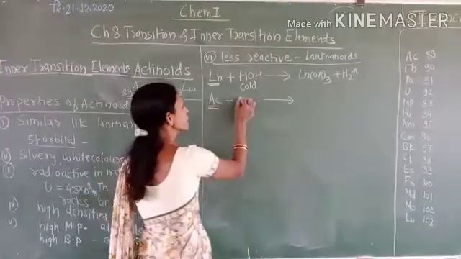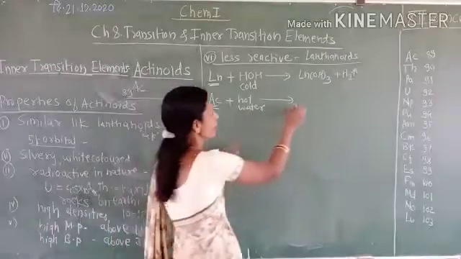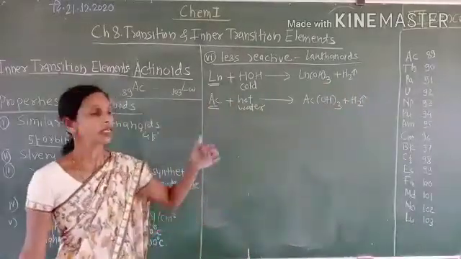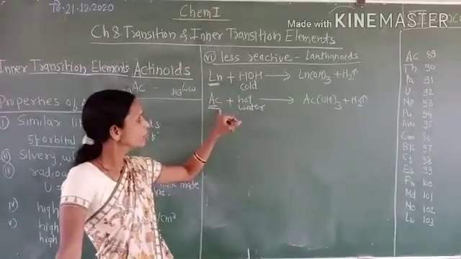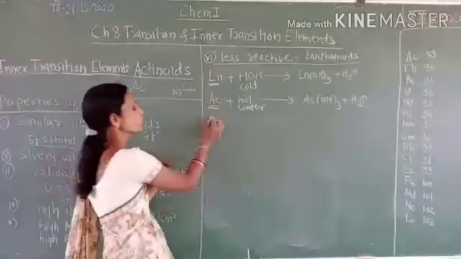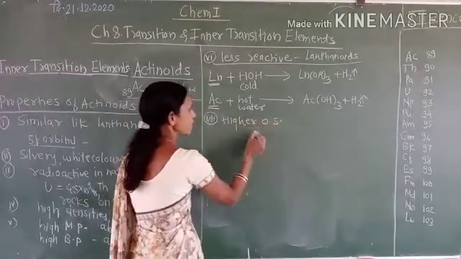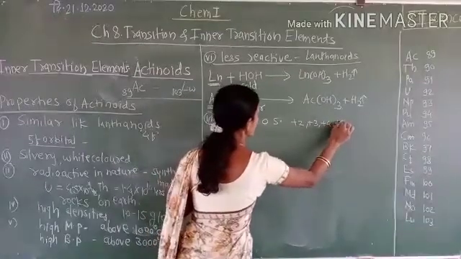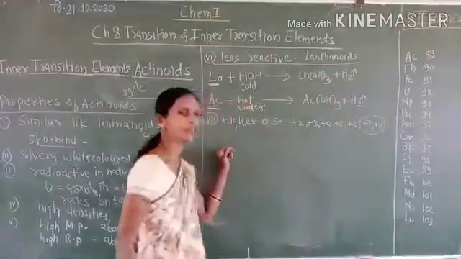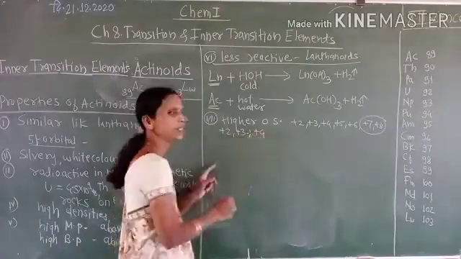But actinoids react with hot water. That means generally they do not react with cold water; they react with hot water and form their hydroxides in +3 oxidation state with liberation of hydrogen gas. That means the reactivity of lanthanoids is more than that of the actinoids. Then actinoids also show higher oxidation states, that is +2, +3, +4, +5, +6 and sometimes +7 and +8, but lanthanoids show only +2, +3 and +4 oxidation states.